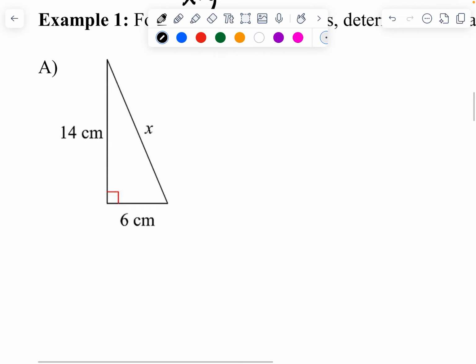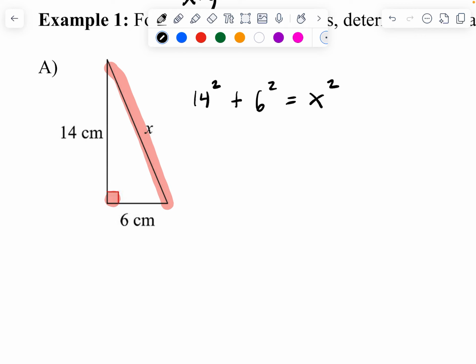So for this one, across from our right angle, right, is our hypotenuse, which means our Pythagorean theorem is first leg squared plus the other leg squared equals our hypotenuse, which we don't know. It's labeled as x squared. So we have 14 squared, 196, plus 6 squared, 36 equals x squared. And when we combine that together, we end up at 232 equals x squared.